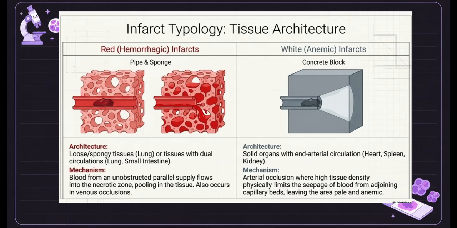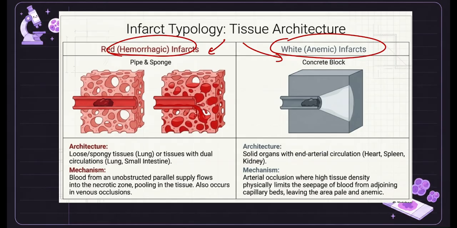It's important to know that not all infarcts look exactly the same. They're broadly separated into two extremely distinct visual classifications. First, we have red or hemorrhagic infarcts. These are heavily filled with pooled blood. Second, we have white or anemic infarcts. These are utterly pale and completely devoid of blood.